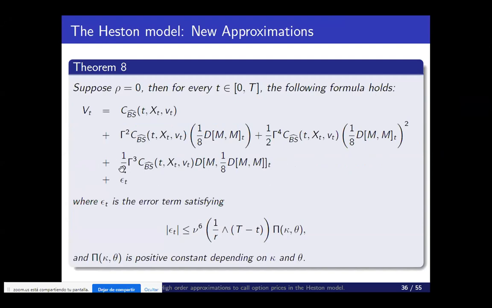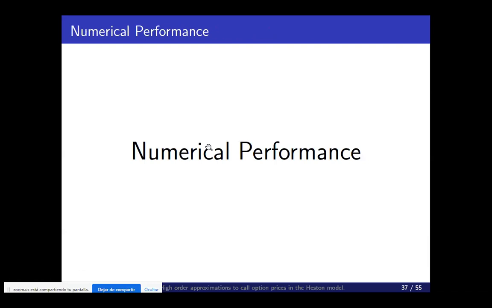This is because we're in a stochastic framework, okay? Things are not so similar. When rho is equivalent to zero, we can have an error of nu power 6. That is quite good. Okay, this is very relevant because sometimes we have very high nus. So let's go see the numerical performance.